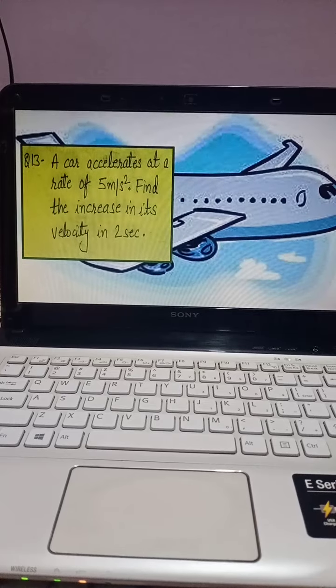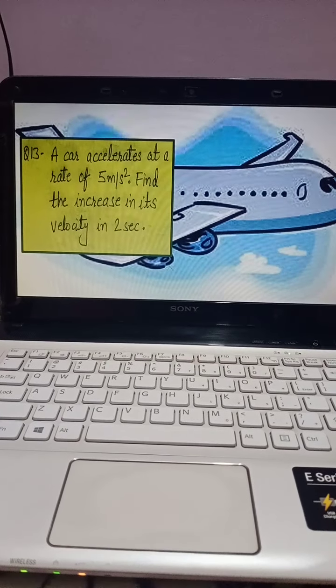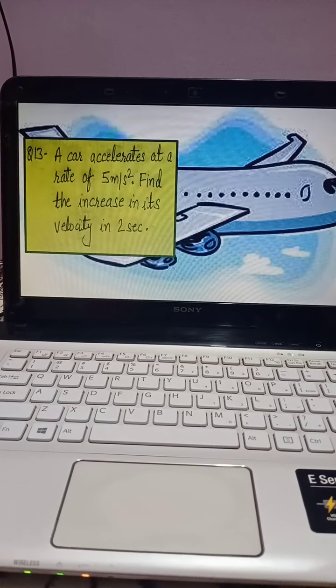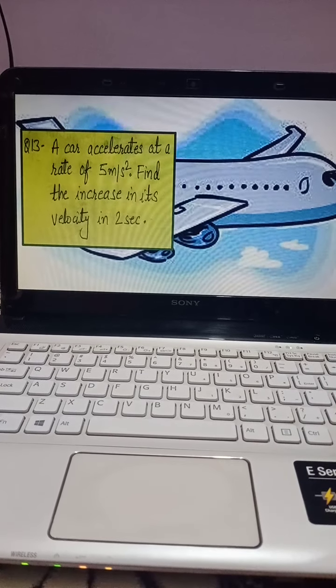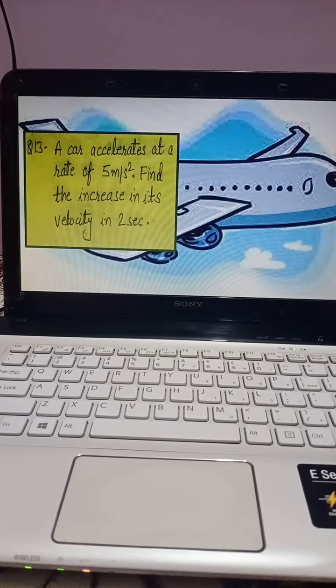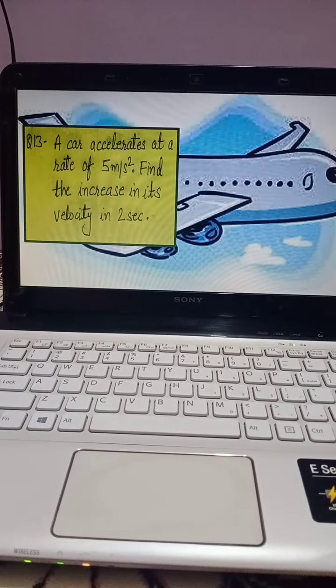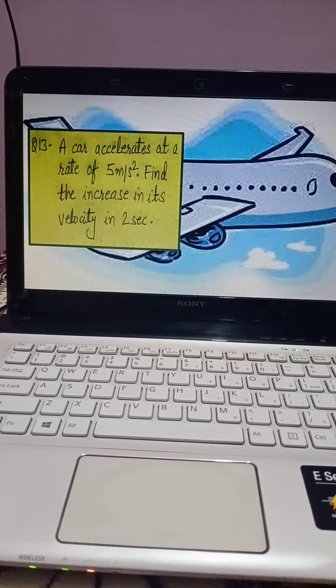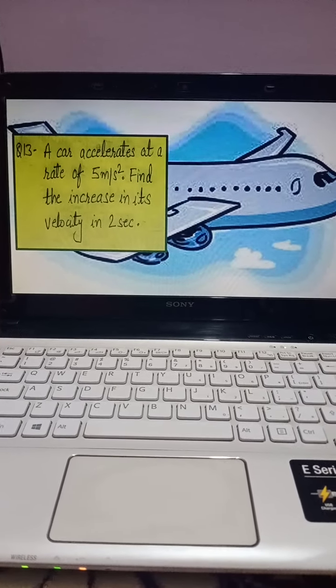In the next numerical we are going to see a car accelerate at a rate of 5 meter per second square. Then find the increase in its velocity in 2 seconds. So it means that acceleration is given and the time is given, and you have to find out the change in velocity.